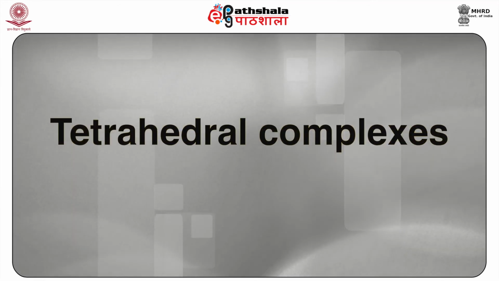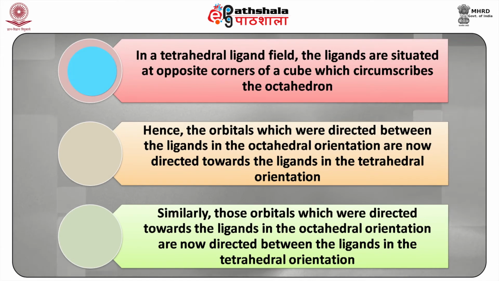Next, we are going to discuss the tetrahedral complexes. In a tetrahedral ligand field, the ligands are situated at the opposite corners of a cube which circumscribes the octahedron. Hence, the orbitals which were directed between the ligands in the octahedral orientation are now directed toward the ligands in the tetrahedral orientation. Similarly, those orbitals which were directed towards the ligands in the octahedral orientation are now directed between the ligands in the tetrahedral orientation.